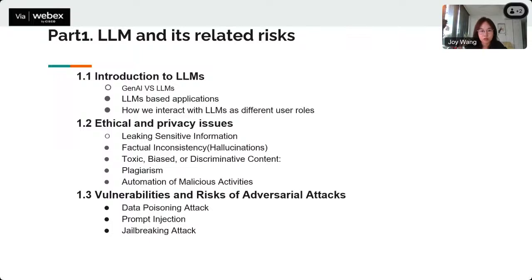I'm trying to find the chat function. It is hidden right now. So if you have any questions, you can send them to the chat and I will answer the questions when I get some time.